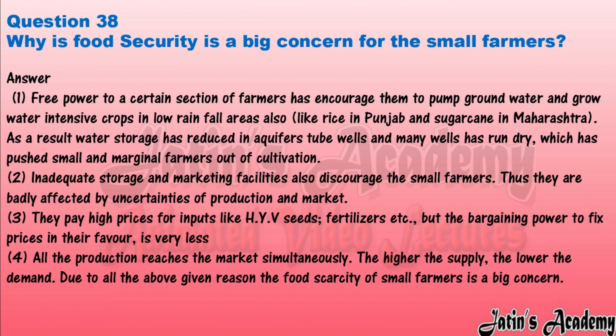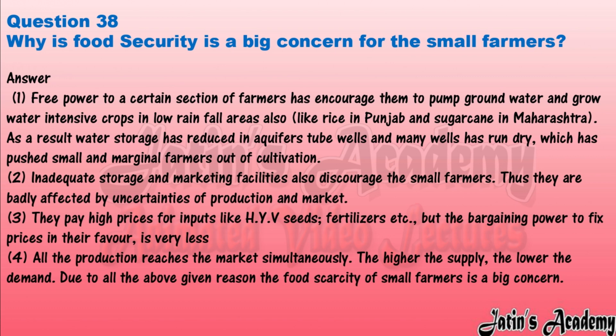Question 38. Why is food security a big concern for the small farmers? Answer: 1. Free power to a certain section of farmers has encouraged them to pump groundwater and grow water-intensive crops in low rainfall areas also, like rice in Punjab and sugarcane in Maharashtra. As a result, water storage has reduced in aquifers, tube wells, and many wells have run dry, which has pushed small and marginal farmers out of cultivation.